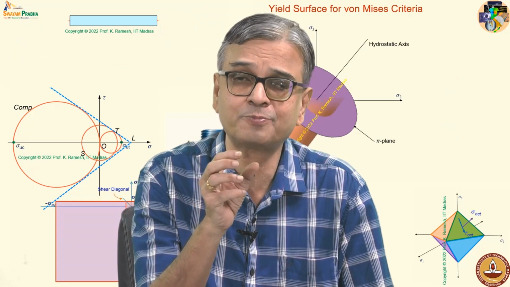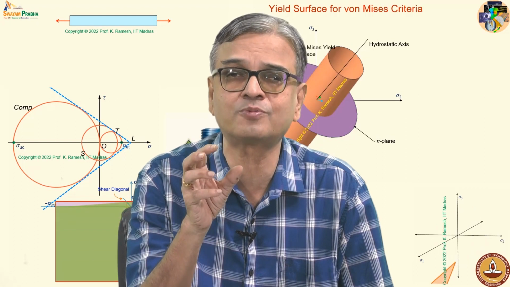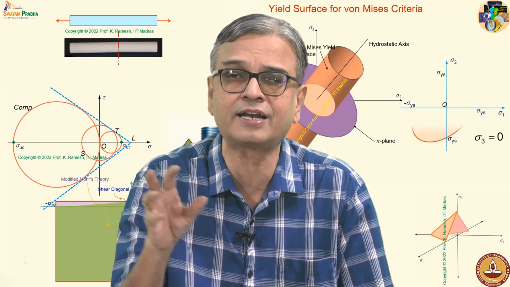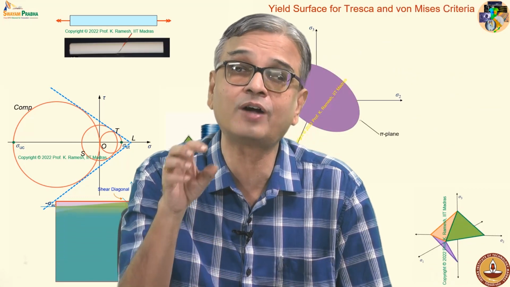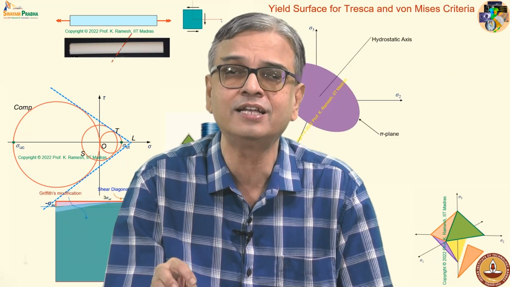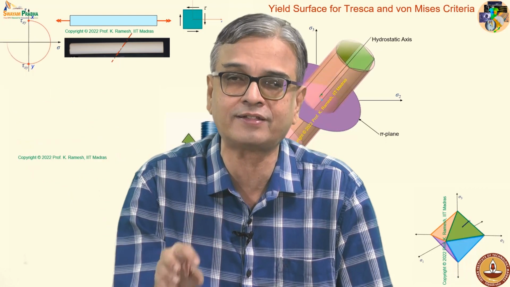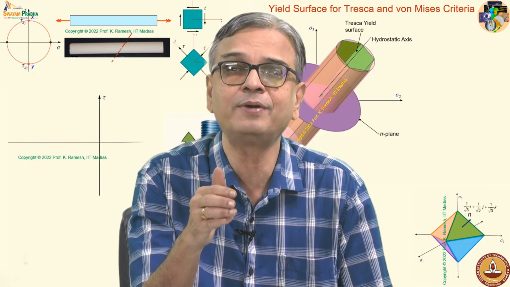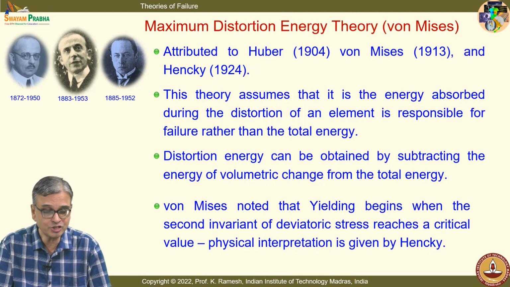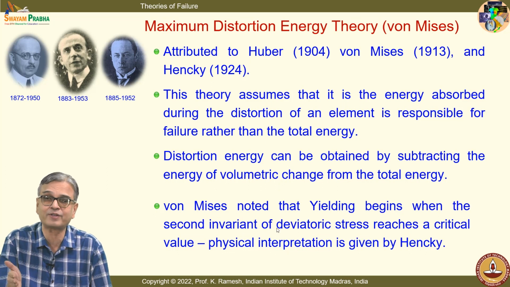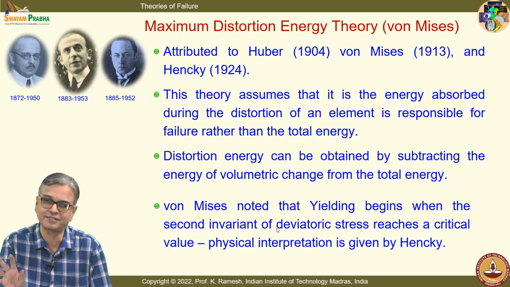Suppose we split the stress tensor in terms of deviatoric component and hydrostatic component. Now, for the deviatoric component, you again write I1, I2, I3. Instead of labeling them as I1, I2, I3, to distinguish, you label them as J1, J2, J3. Fine. Von Mises noted when J2 reaches a critical value, failure occurs, and J2 is nothing but what we have seen as that sigma 1 minus sigma 2 whole square, some form of that expression.